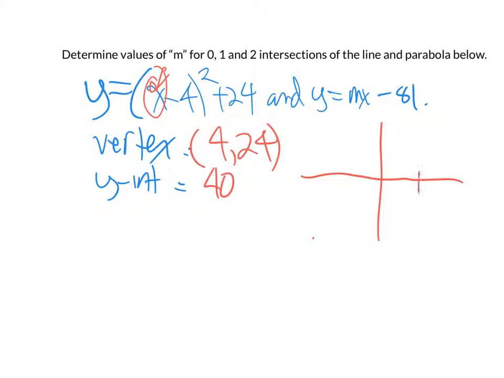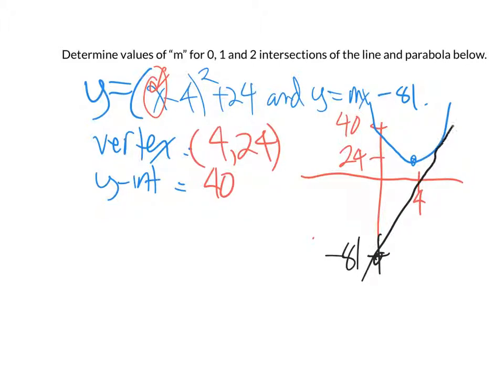So 4 and 24, again, just a rough sketch so that we understand what's happening. Plot on that y-intercept of 40, and then draw our parabola. So there's the parabola, and then we know that the line has a y-intercept of negative 81, so it's probably way down here, negative 81. If I want to think about a tangent, I probably have one right there, and then I'm going to have one that goes up fairly steeply right there. Okay, so that's what it looks like. Again, pause the video at any time, rewind, replay, etc.